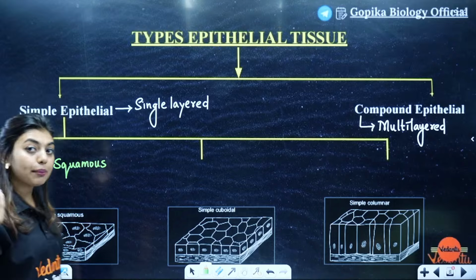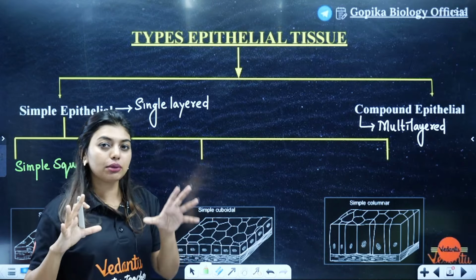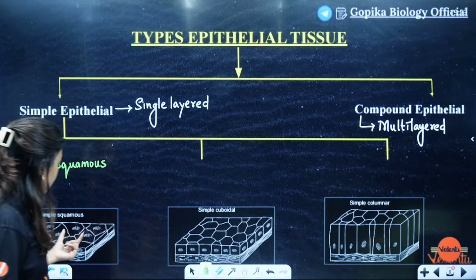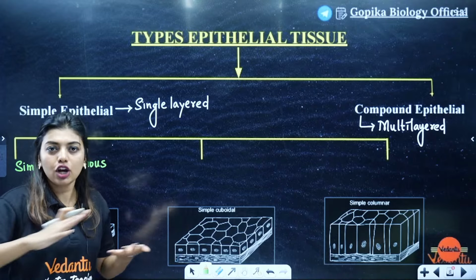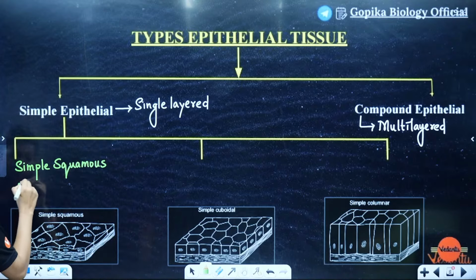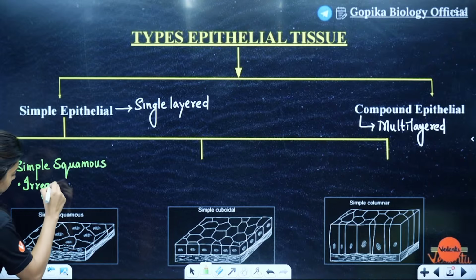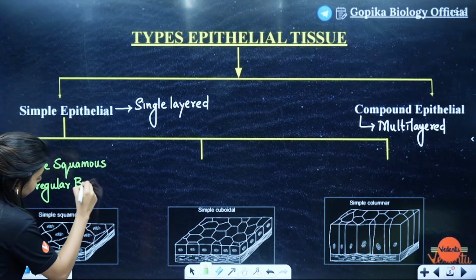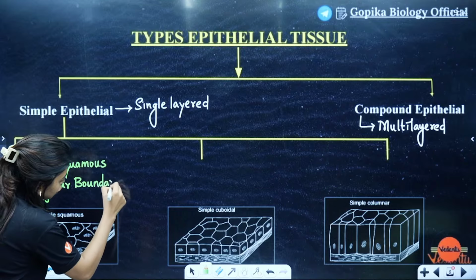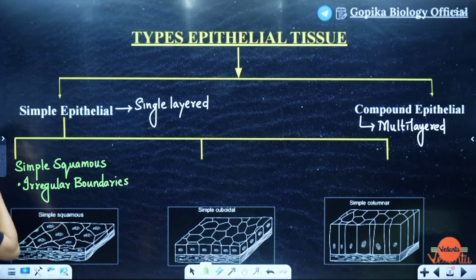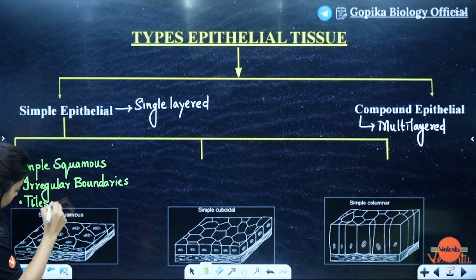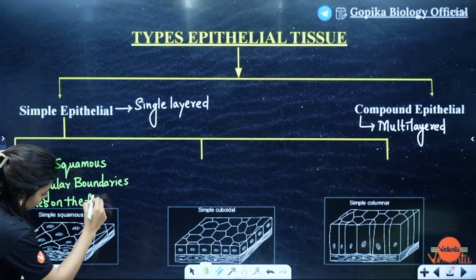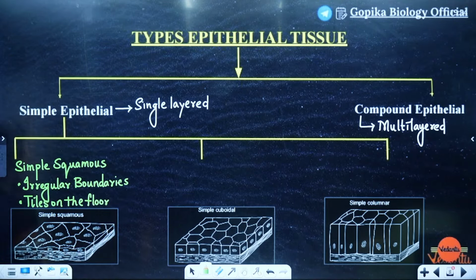Now this simple squamous, that's what I told you when I told you epithelial layers also. I told you these people have irregular boundaries. They look like pavement membrane. Why? Because these people are completely flat. Completely flat, with proper irregular boundaries. I've also kept NCERT so that you people don't have to go and read it again. Irregular boundaries, and they look like tiles on the floor. Clear? Very simple.